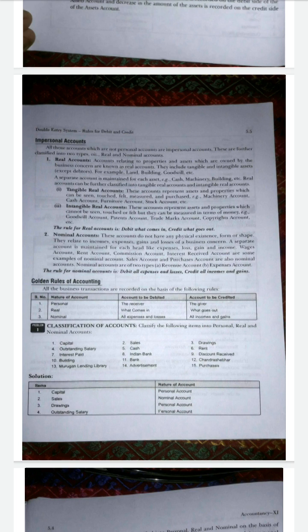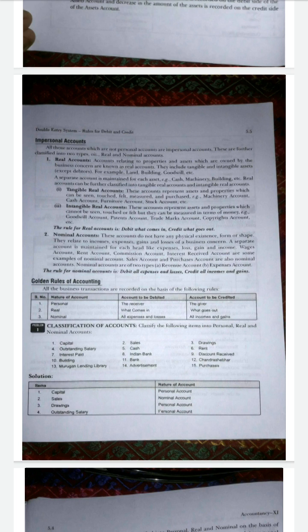There are two types of accounts in the nominal account. One is the revenue account, the next one is the expenses account. Revenue account is also called income or gain. Expenses account is also called loss. So what is the rule for the nominal account? Debit all the expenses and losses, credit all incomes and gains. This is the rule.